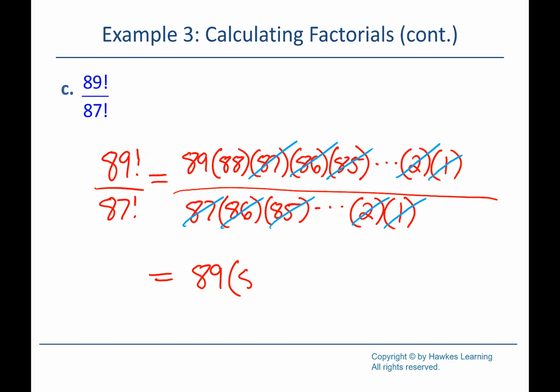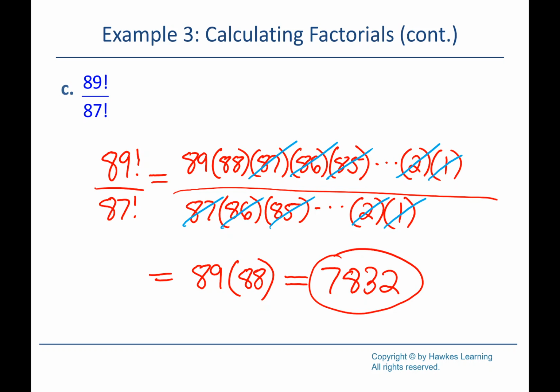89 times 88, sorry, I just looked at the wrong one. Thank you for pointing that out. So 89 times 88 is 7,832.